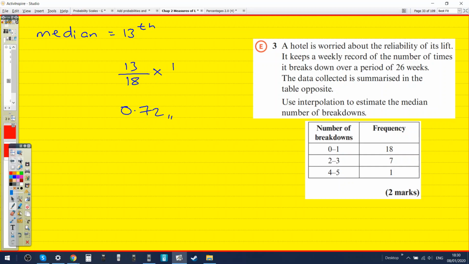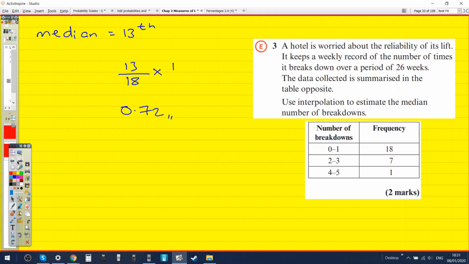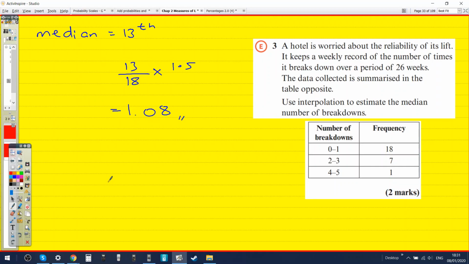because it will be closer to 1 than 2. I hope. 1.08. Try again, but make this 1.5. What will it be? 1.08. Okay, so even for this one, we have to unround it. I thought because you can't have 1.5 breakdowns, but I suppose we're using interpolation. So with grouped data, you have to unround it, extend the boundaries. There you go, 1.08. Any questions about that? No. Okay.